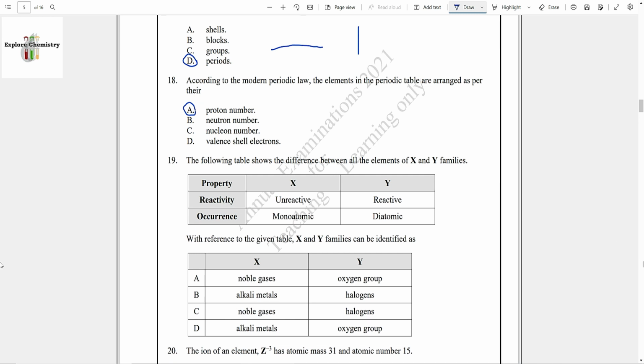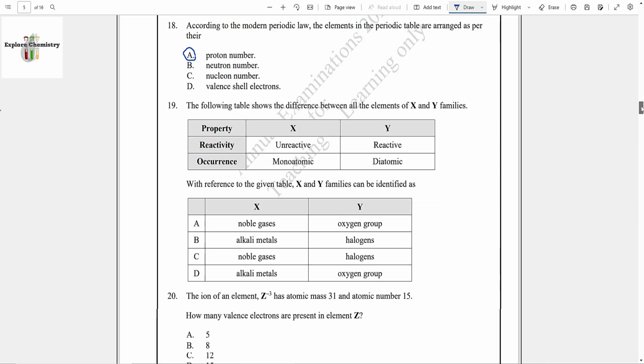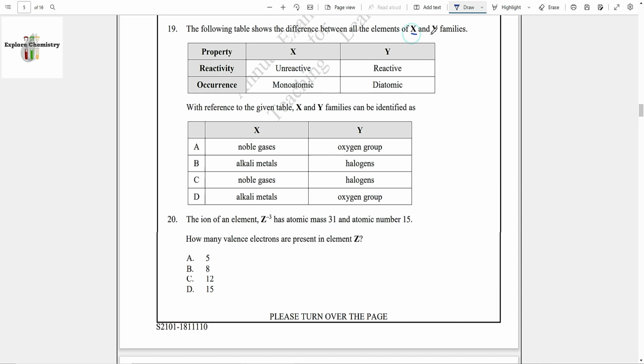Number 19, the following table shows the differences between all the elements of X and Y families. You have to identify the X family and the Y family. X is unreactive, Y is reactive. X is monoatomic, Y is diatomic. Only one group in the periodic table is unreactive and monoatomic, that is group 8 or noble gases. And reactive and diatomic are halogens. All halogens are diatomic in nature. Therefore, option C is the answer. X is noble gases and Y is halogen.